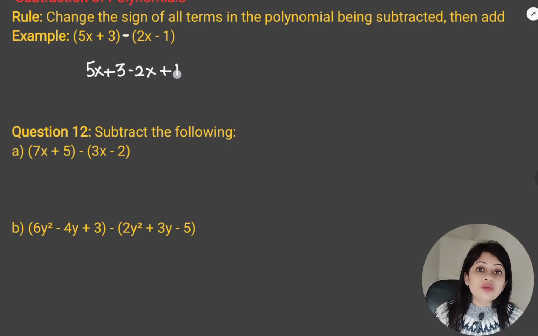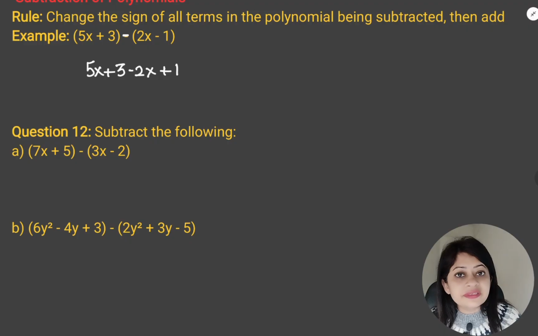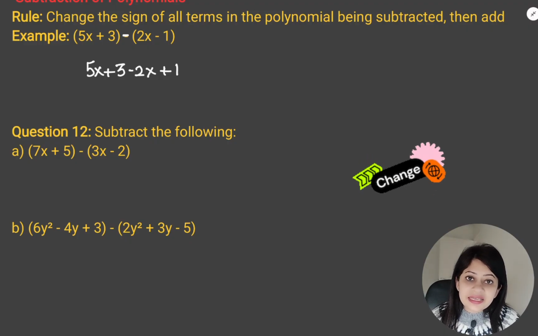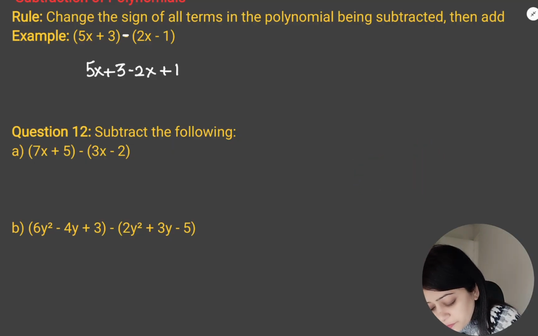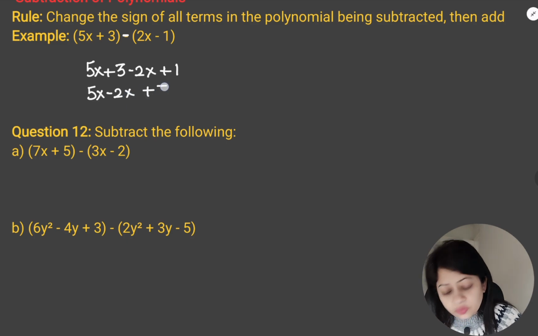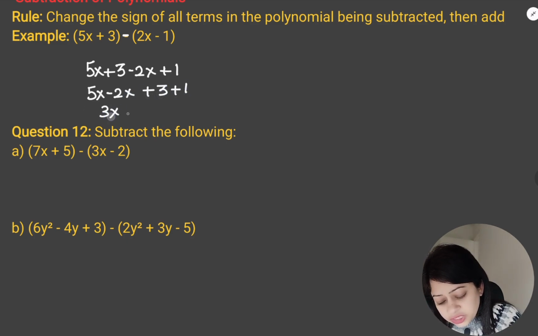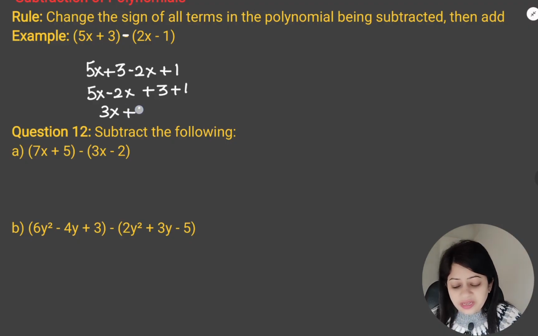So whenever you see that there is a negative sign outside the bracket, always change the signs inside. Okay. Now we will group the terms. It will become 5x minus 2x plus 3 plus 1. What is 5x minus 2x? 3x. And what is 3 plus 1? 4. So this is our answer.